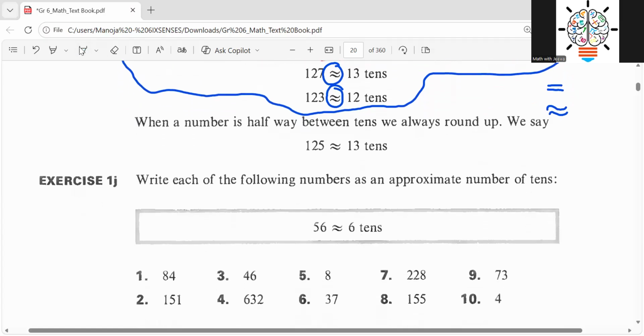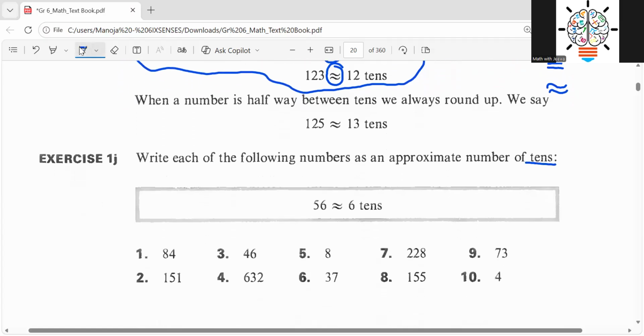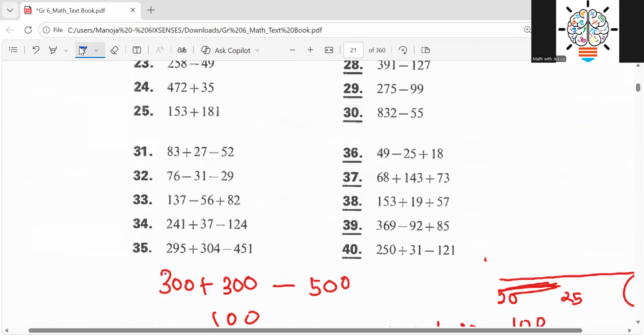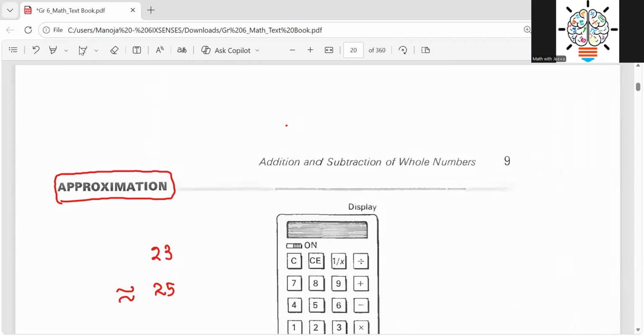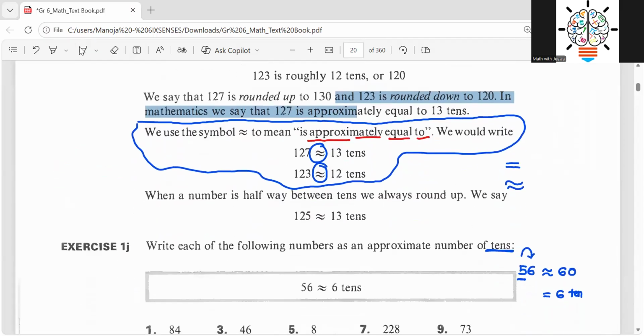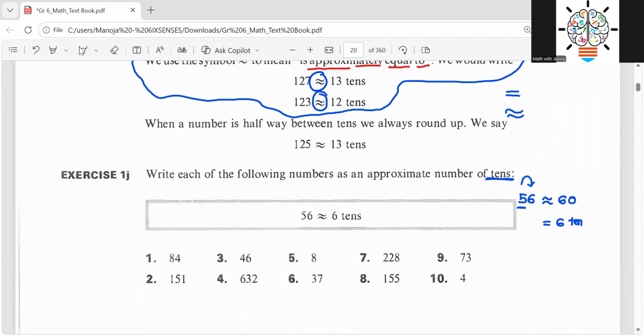If you look at the 56, right? And you want to make it to the approximate number of tens. So we know that the 56, you underline the tens place, you look at the next number. If the next number is 5 or more than 5, you add 1 to the underlined number. So that becomes 60. So I can write this as 6 tens. This is how you write. So you write it as 6 tens. Here you write 6 tens.